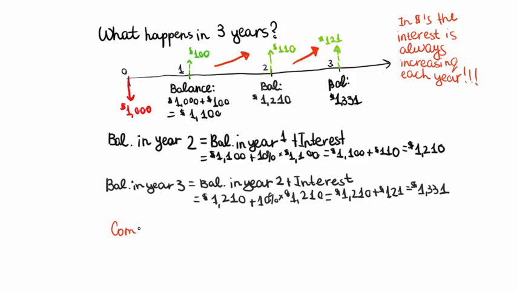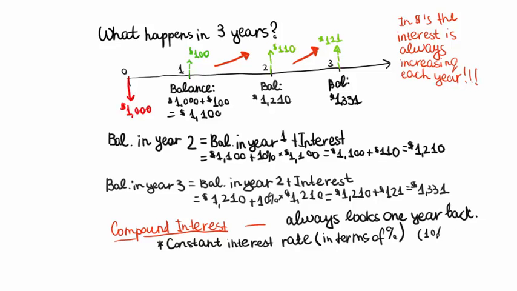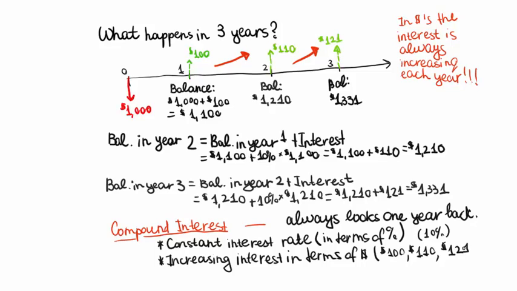So what does compound interest do? Compound interest always looks 1 year back. As you remember, we were always checking what was our balance in the previous year. So it has the constant interest rate in terms of the percentage, which was 10%, and it has increasing interest in terms of dollars. So $100 in year 1, $110 in year 2, and $121 in year 3.